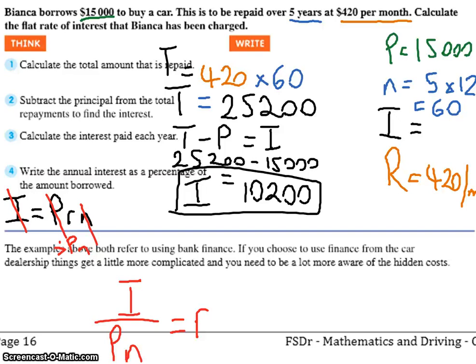Do we use the 60 or do we use the 5? If you use the 60, the answer you get will be a percentage per month, because you're using the months. But you're looking for the interest per annum, that's per year. So times by 5. So in this particular case, we're just going to use the 5. You can use the 60, but just be aware that it's per month. But you were right.